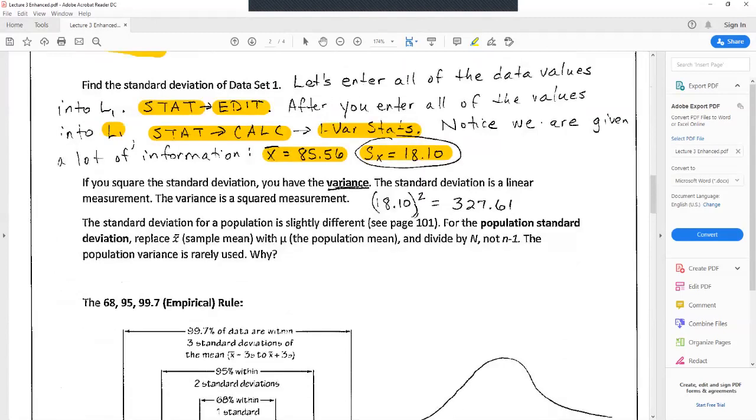statistics. The variance is important, and to find the variance, we simply square the standard deviation. So 18.10 is what I got for the standard deviation, and if you square that, the variance is 327.61.